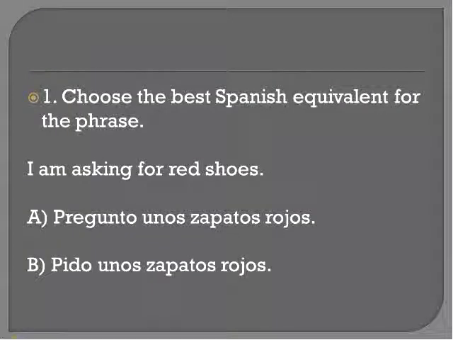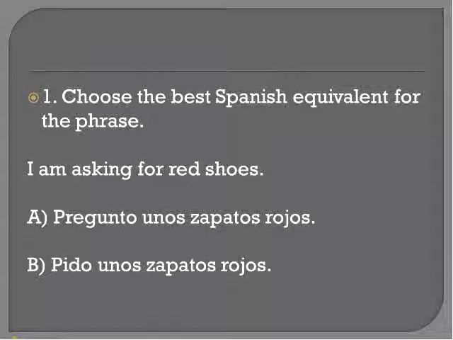Okay, so these are some of the questions you're going to see. Choose the best Spanish equivalent for the phrase. I am asking for red shoes. Is it pregunto unos zapatos rojos o pido unos zapatos rojos? I think it's pido, okay. Pido comes from the verb pedir. Pregunto comes from the verb preguntar.